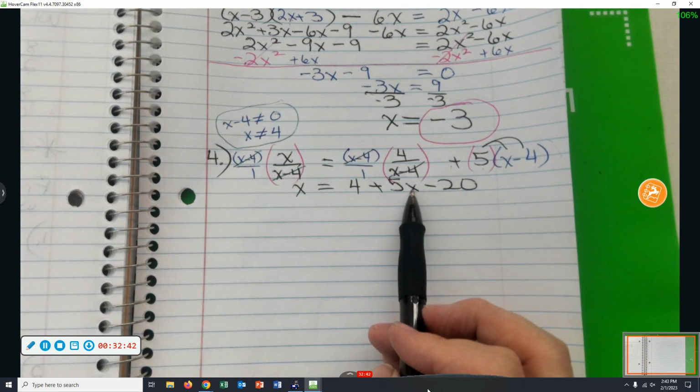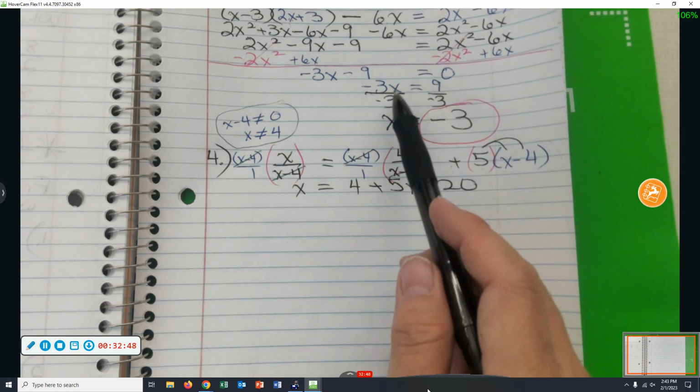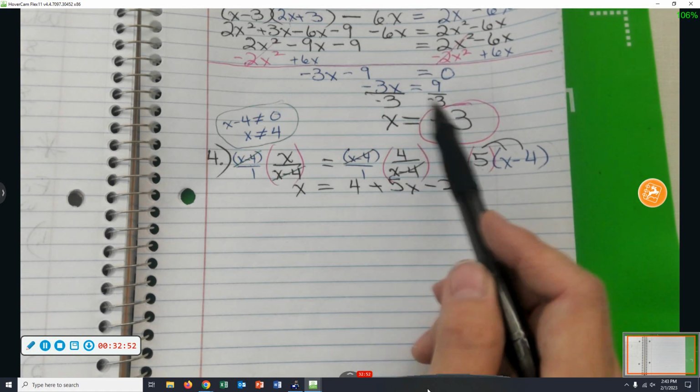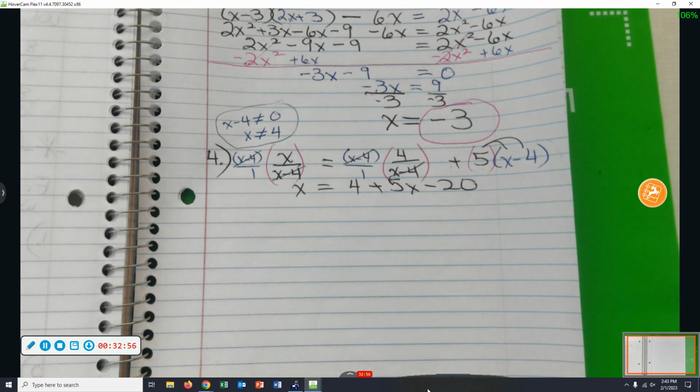Once again, we don't have a square. Get all the x terms on one side. Get the constant terms on the other side and divide by the coefficient. I think I'll move this 5x over to the left by doing what?